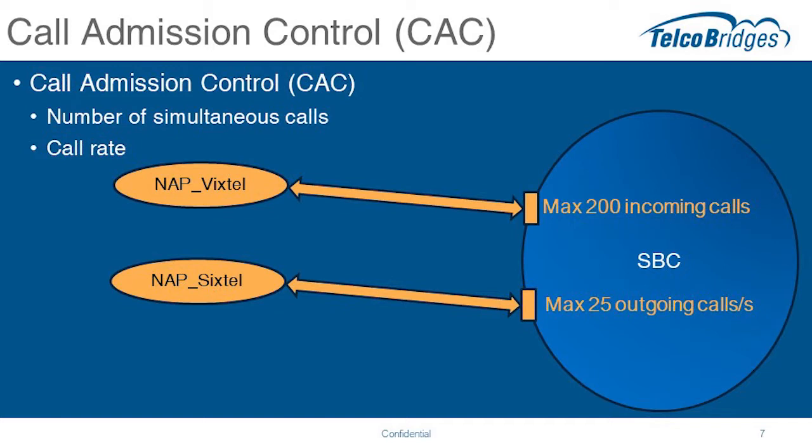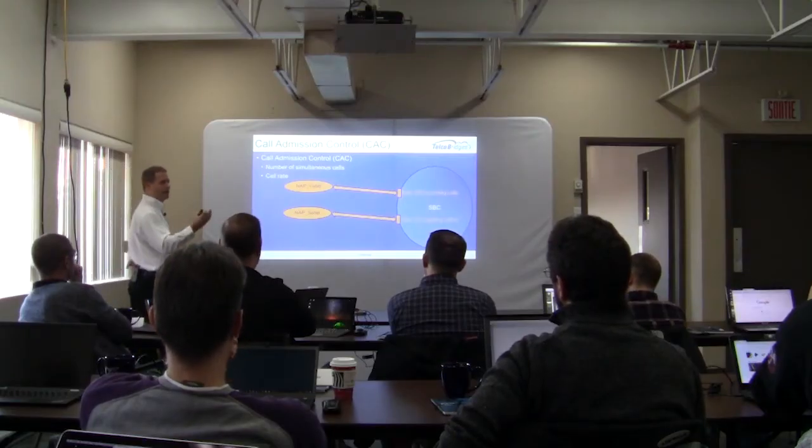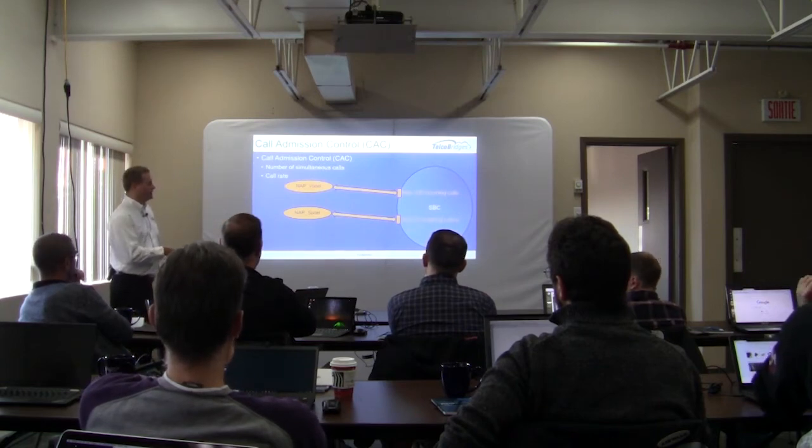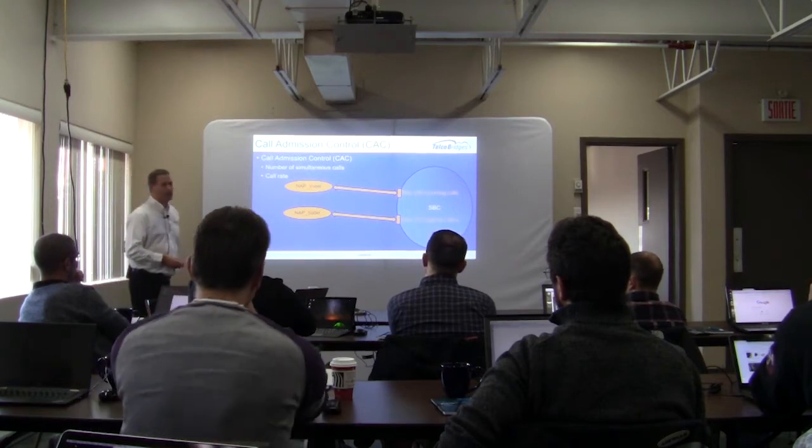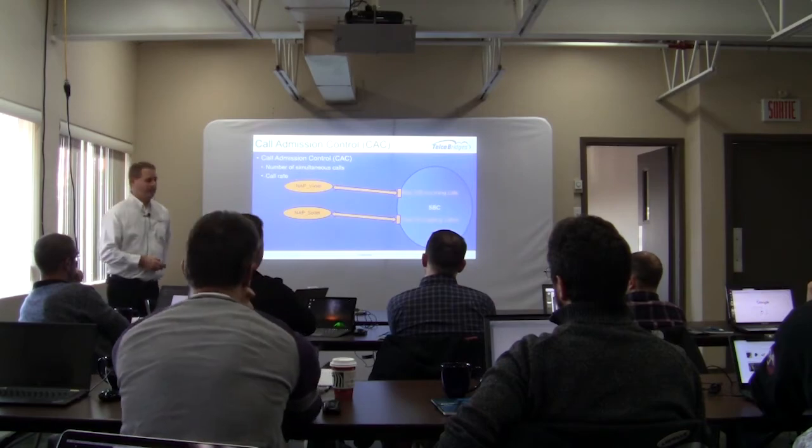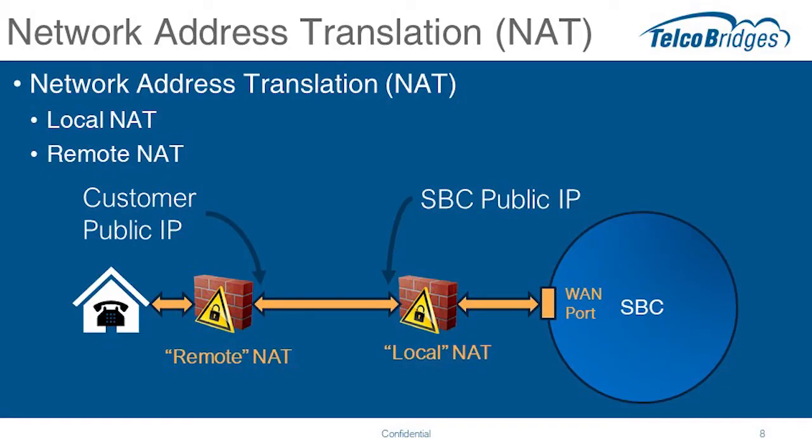Call admission control: for each of these networks, we can set a maximum number of incoming calls and a maximum number of outgoing calls. You can set a maximum of incoming plus outgoing calls. You can set a call rate. I know you're using that, so you don't want to send more than a specific amount of calls to a specific destination, or incoming, of course. We have both ways, call rates. These are all things that are configurable in the interfaces, in the web interface.